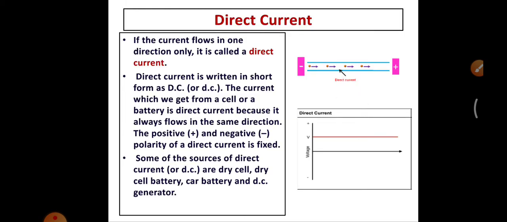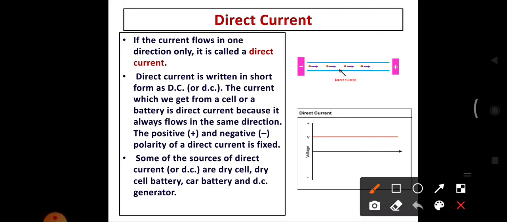The next topic is electric generator. Before going to discuss the electric generator, you have to know what is meant by direct current and alternating current. If a current flows in one direction only, it is called direct current. So see here, negative and positive. The movement of the electrons produces the current. So the electrons are moving in only one direction. Such type of current is called direct current.